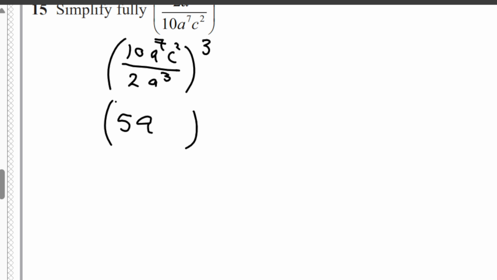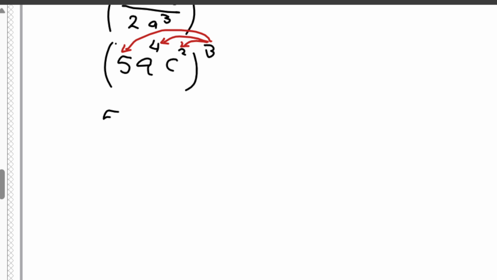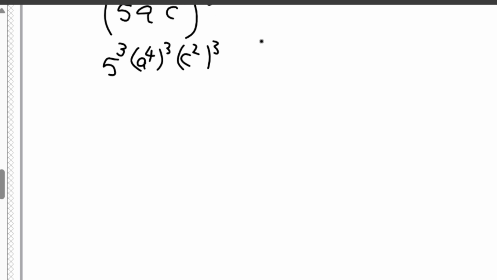It's a to the power of 7 minus 3, isn't it? We subtract when it's division, and 7 minus 3 is 4, so I write 4, and then c squared all to the power of 3. Now the law of indices says if you have such thing, you split this power, you give each one of them a 3. Now the first part will be 5 to the power of 3, a to the power of 4 to the power of 3, c squared to the power of 3.